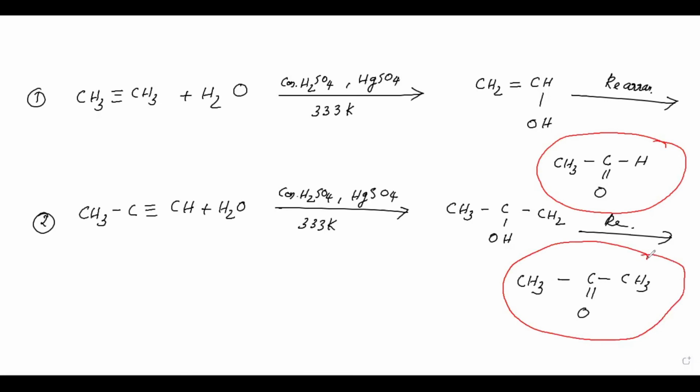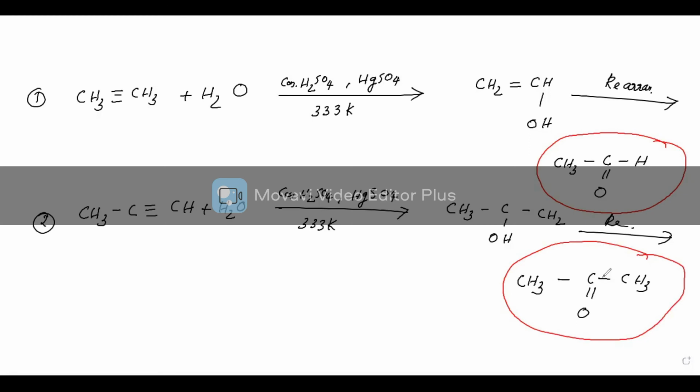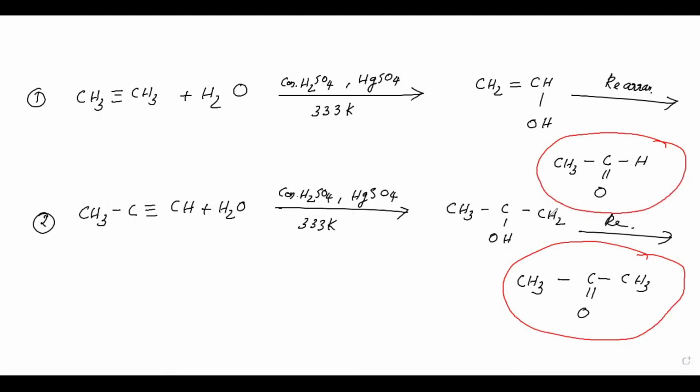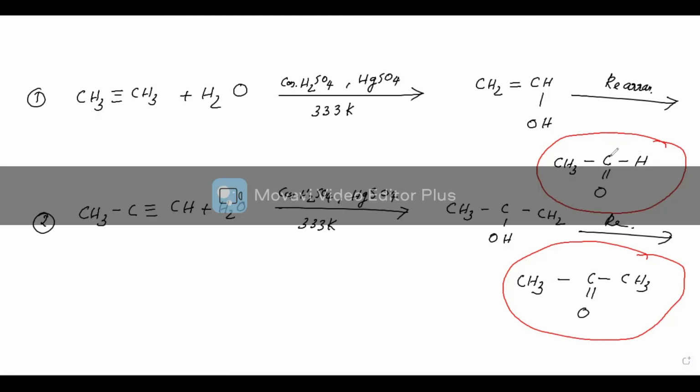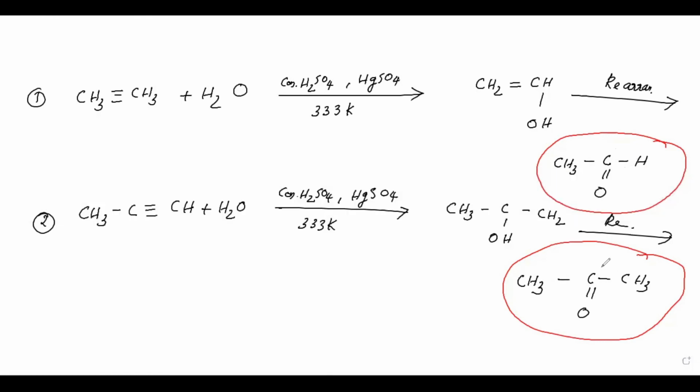It's ketone and aldehyde. Which one is ketone? The second one is ketone and the first one is aldehyde. How will you identify? The first has an alkyl group and hydrogen, the second has both alkyl groups. That should be noted. In the first product, one side is bonded with a hydrogen atom, so it is an aldehyde. In the second one, both sides are bonded with alkyl groups, so it is a ketone.